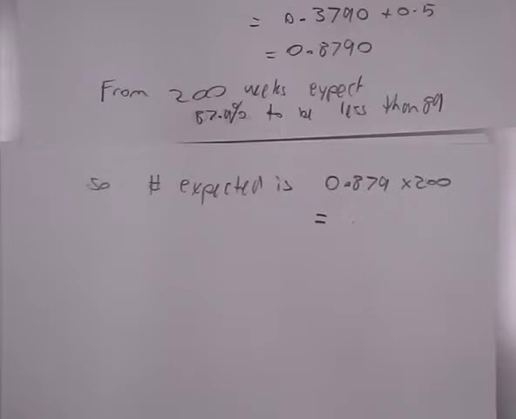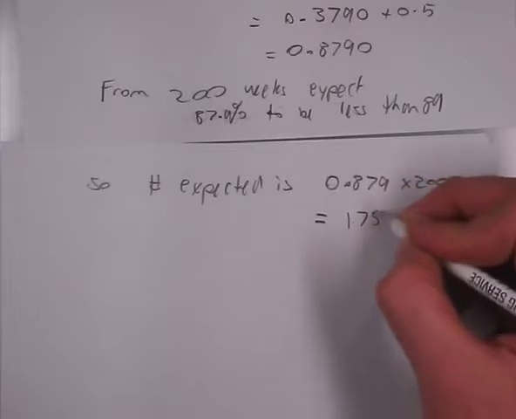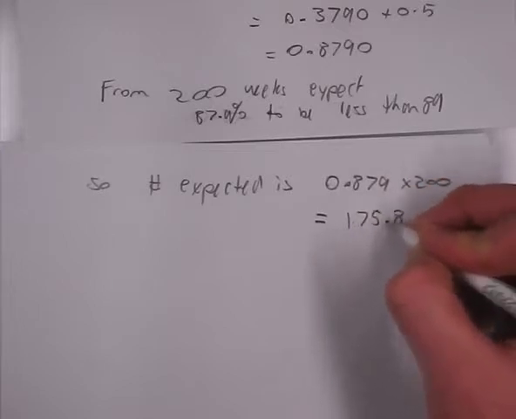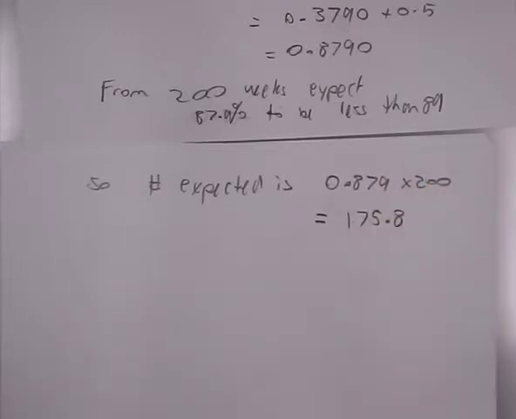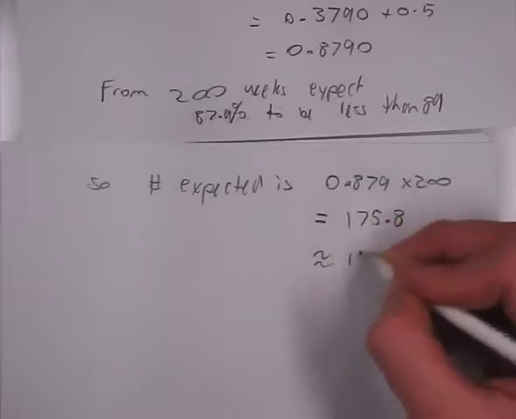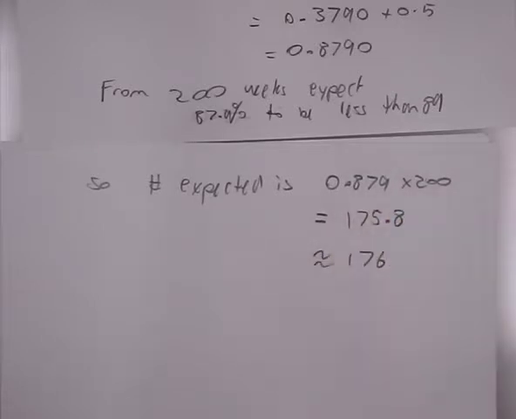What have we got? 175.8. So there is a 0.8, and you'll need to deal with that. So roughly 175 or 176. But, so, approximately 176. Okay, because of course it's never going to be exactly the same. That's how probability works.